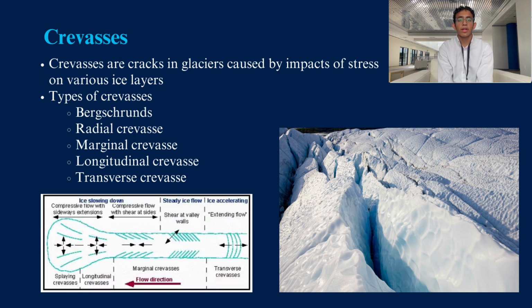On the screen I have a few different types listed. For example, bergschrunds form at the beginning of glaciers where they pull away from the rock wall at the head of it, whereas radial crevasses occur at the corner of a glacier.